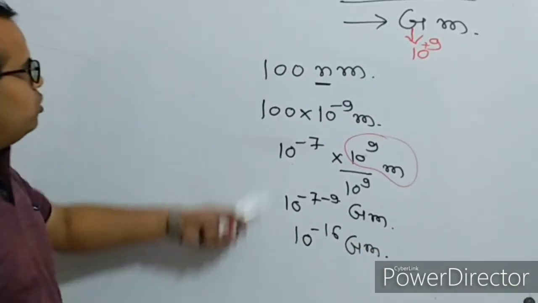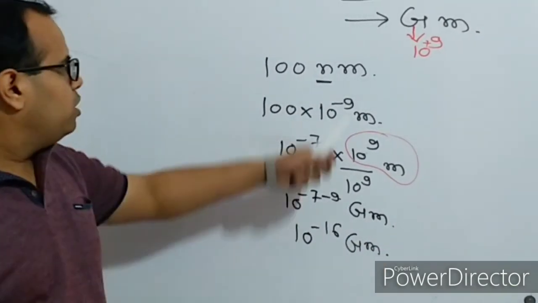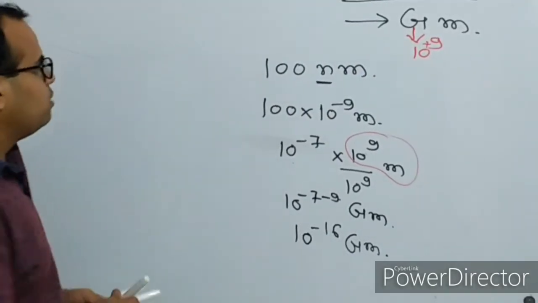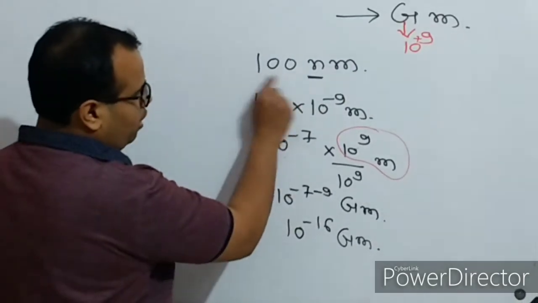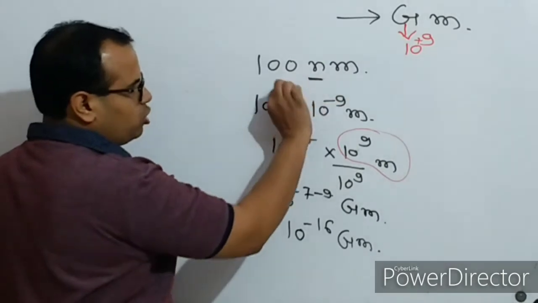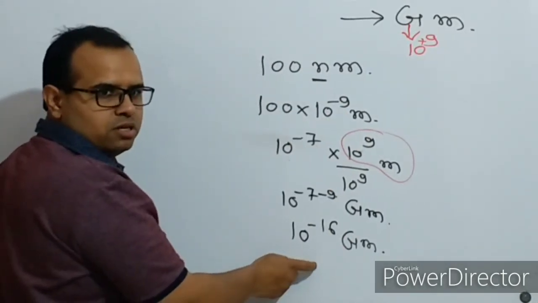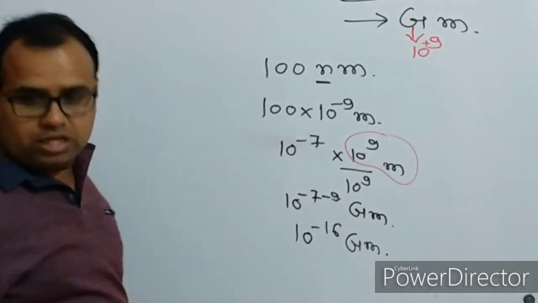Okay, so this is how you can convert nanometer into gigameter, and you can see that the value has decreased now. Earlier it was 100 nanometer, because you converted into a bigger unit, so that's why it becomes 10 raised to the power minus 16, so the value has decreased.